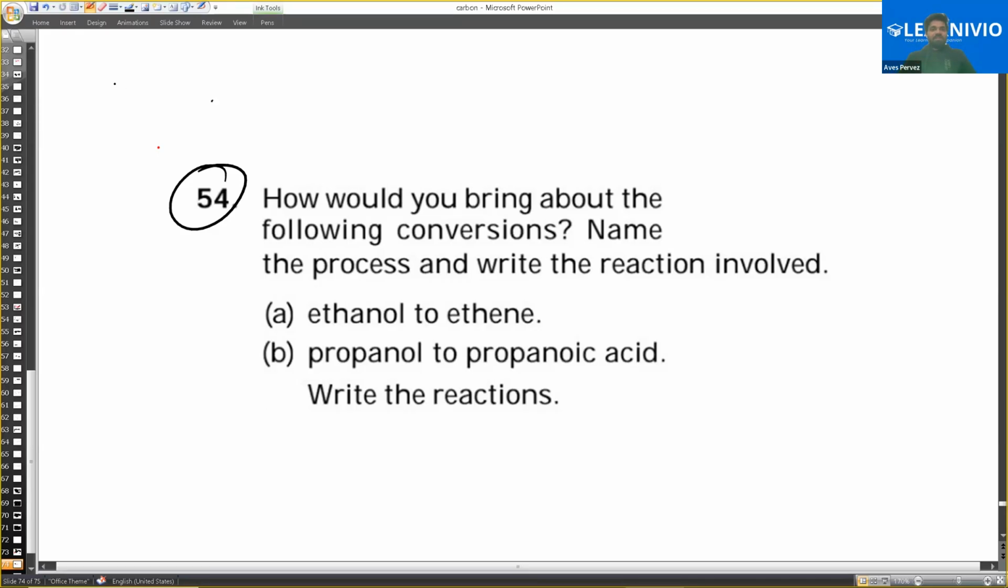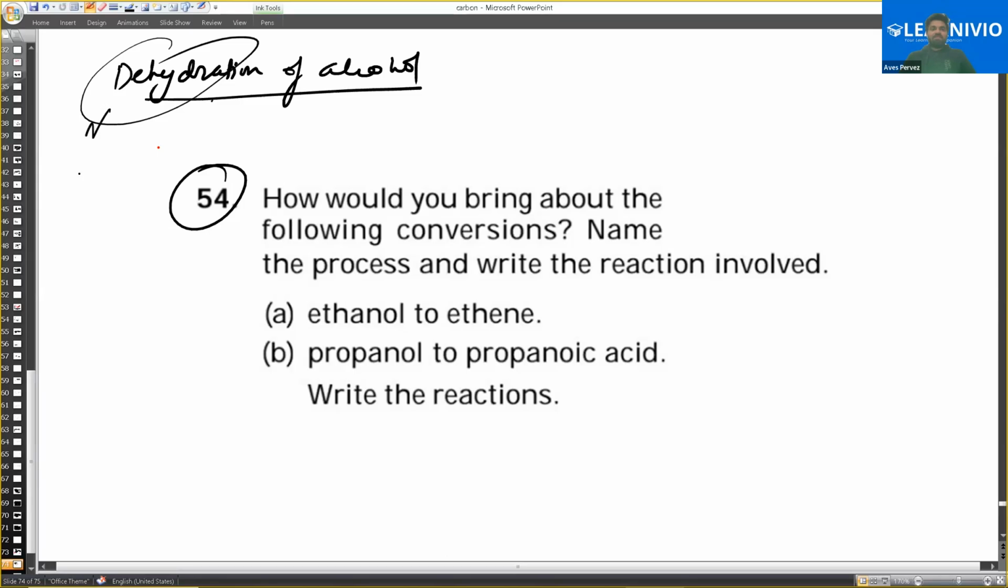Ethanol, we have studied the dehydration reaction, dehydration of alcohol. Dehydration means removal of water. So if we are removing the water simply from the alcohol, like this is alcohol, CH3CH2OH, ethanol. Instead of writing this OH group here, I can write it here also. It is still ethanol.